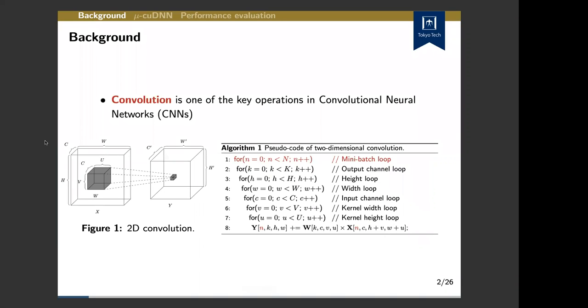So this presentation is about the computational performance of convolution. Convolution is a key operation in convolutional neural networks, one of the most commonly used types of deep neural networks. The left figure shows 2D convolution, which we usually see in many deep learning textbooks. And the right one is its pseudocode. It is 7 nested for loops for 2D convolution, including a mini-batch loop, 2 channel loops, 2 spatial loops and 2 kernel or filter loops. So it's too heavy a computation.